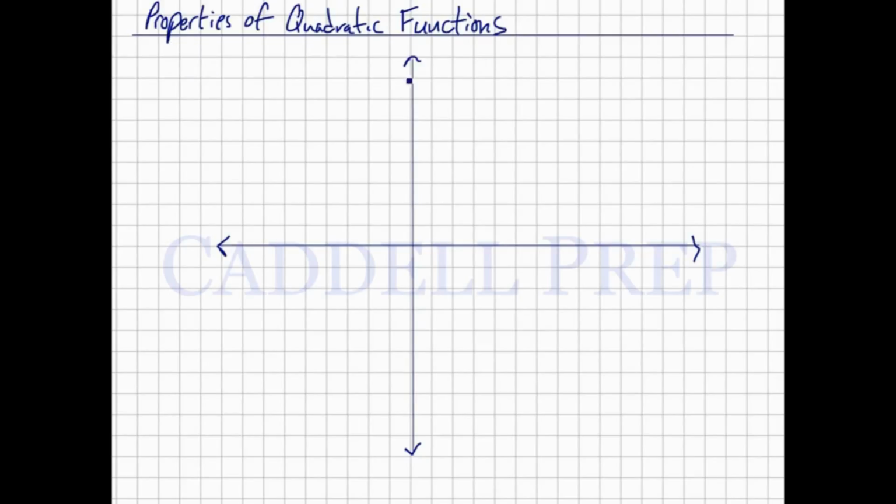Alright, let's go over properties of quadratic functions. So, a quadratic function has this form, ax squared plus bx plus c. Okay, the most basic one is y equals x squared. This is a parabola, and it looks something like this.